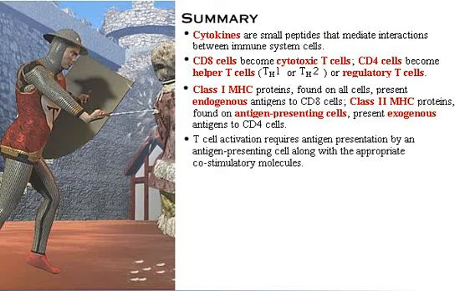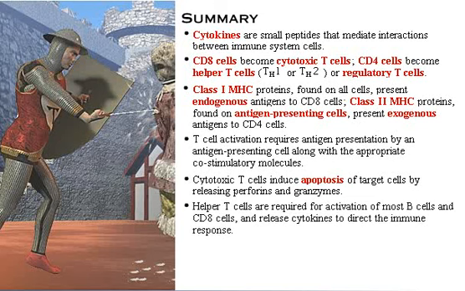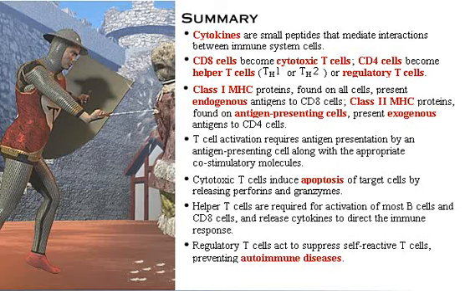T-cell activation requires antigen presentation by an antigen-presenting cell along with the appropriate co-stimulatory molecules. Cytotoxic T cells induce apoptosis of target cells by releasing perforins and granzymes. Helper T cells are required for activation of most B cells and CD8 cells and release cytokines to direct the immune response. Regulatory T cells act to suppress self-reactive T cells, preventing autoimmune diseases. To test your knowledge, click the quiz button to go to the self-quiz.